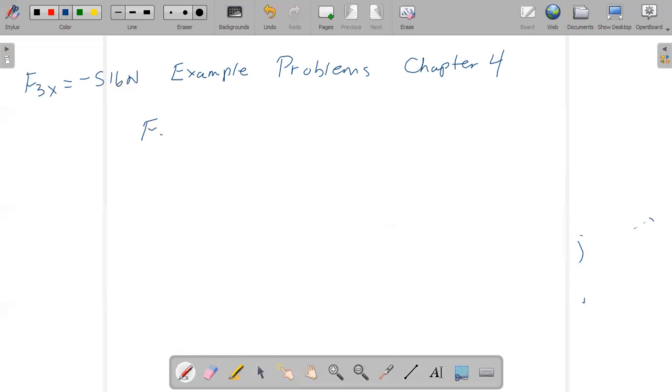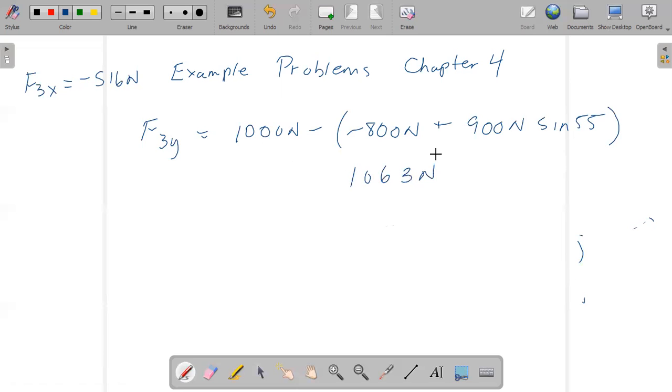So we're on F3Y. F3Y equals 100 newtons minus negative 800 newtons, that was F1, plus 900 newtons sine 55. And so this is going to be equal to, if you do the math, 1063 newtons, F3Y. Now we have the components of our third force.